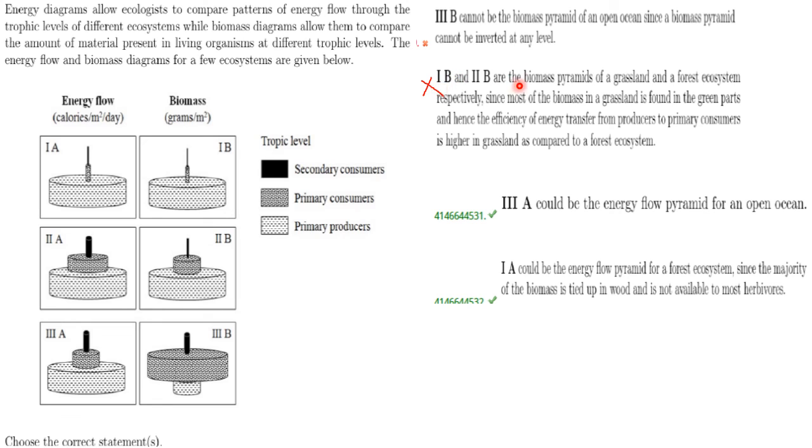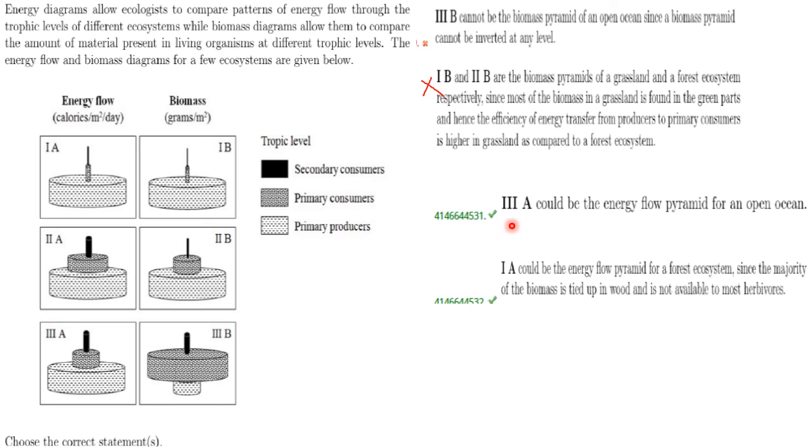Then next option, 1B and 2B are the biomass pyramids of a grassland and a forest ecosystem respectively. Since most of the biomass in a grassland is found in the green parts, the efficiency of energy transfer from producer to primary consumers is higher in grassland as compared to forest ecosystem. So it is lesser in grassland compared to forest ecosystem. So option 2 is also not correct.